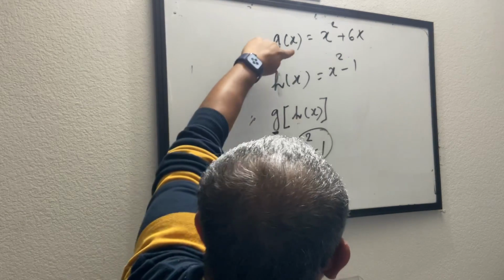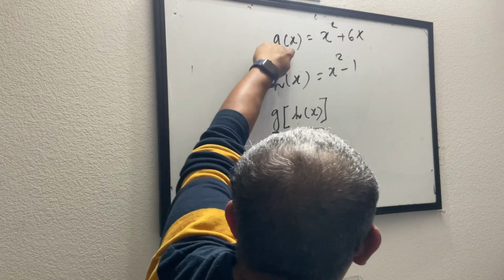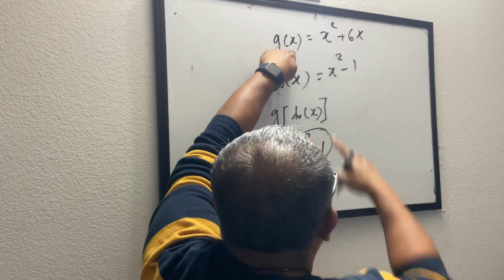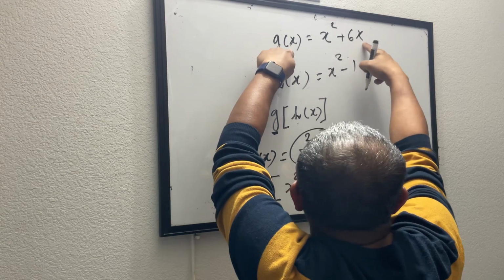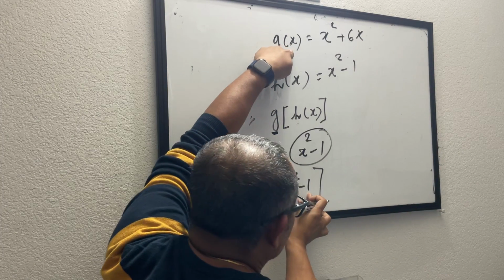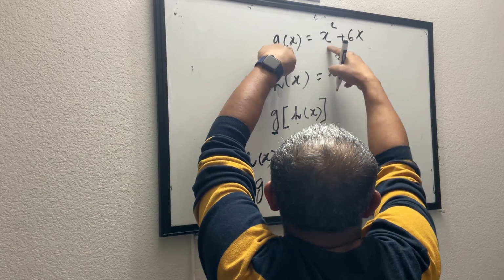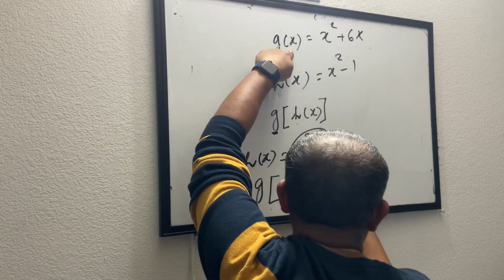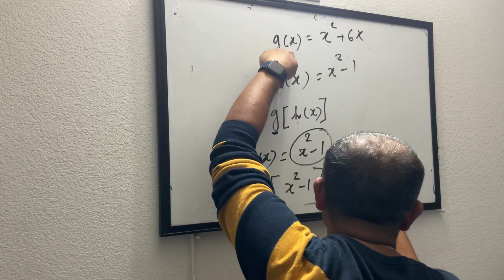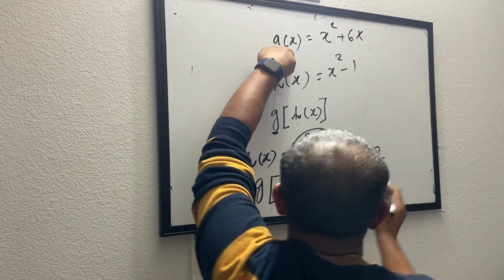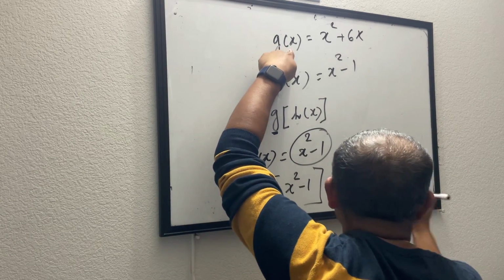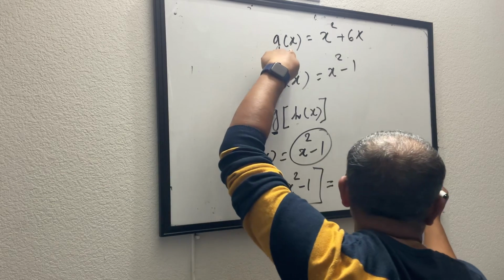Now my g of x says g of x, meaning whatever is my input, is square of that plus 6 times of that. What is my input? My input is this whole thing. So I have to find out square of my input. What is my input here? My input is x squared minus 1. So I have to get a square of this plus 6 times of my input. My input is again x squared minus 1.